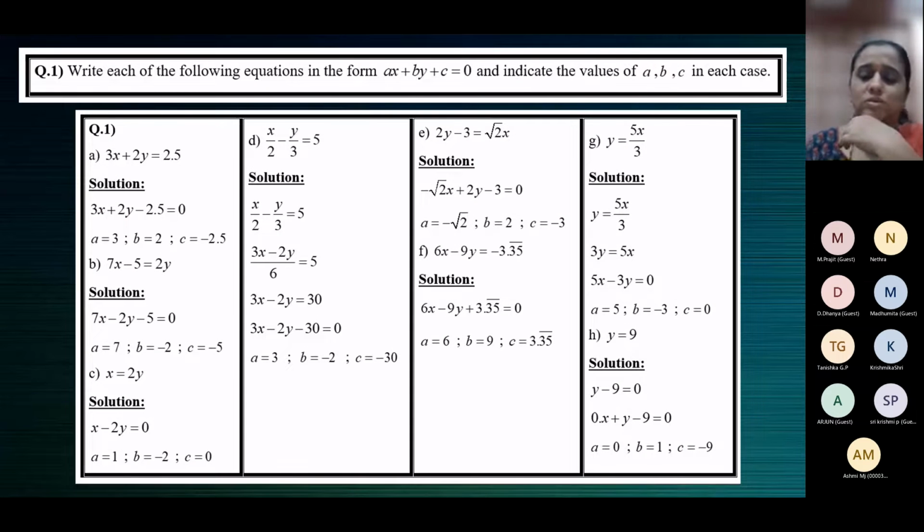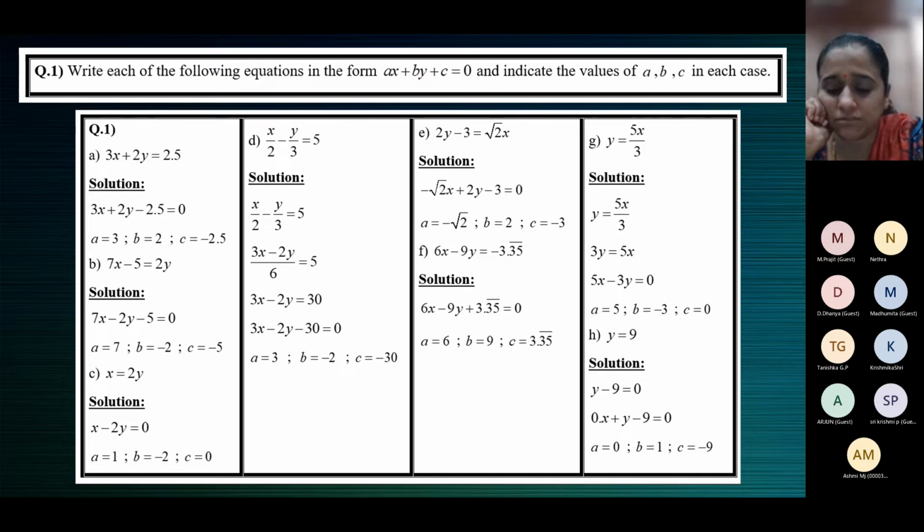Children, this you can do yourself. Take a screenshot and complete this. It's just about finding the values of A, B, and C. Very simple ones. Please finish it by the next class, or at least leave some pages. If you think you can do it only on the weekend, please leave some pages so that the empty pages will remind you that you have to complete it.